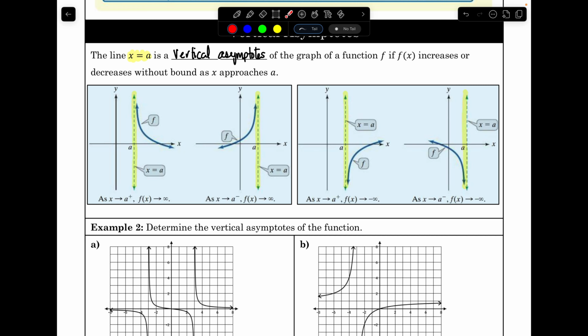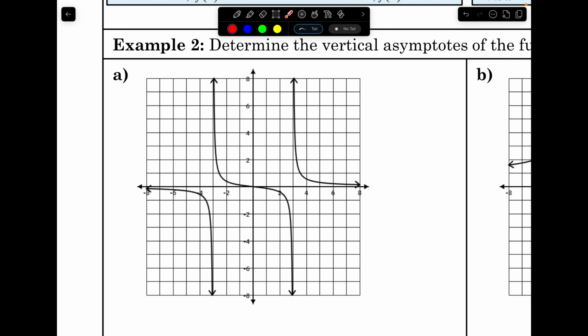Okay, the notation for x is the same. The only difference is that the y values are now going to decrease without bound. So your y values are just getting smaller and smaller and smaller. So as long as the graph is behaving like that, behaving again like this, around some vertical line there, we call this vertical line a, x equals a, your vertical asymptote. So for example 2, let's determine the location of the vertical asymptote by the behavior of the graph.